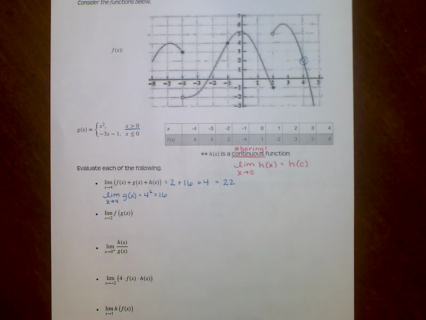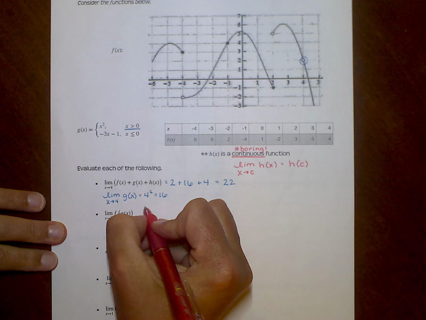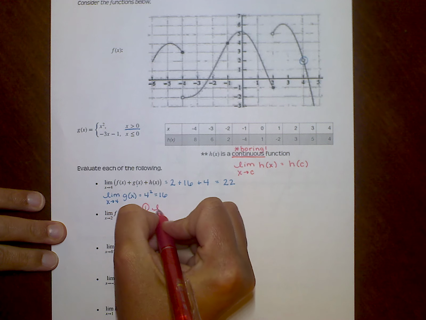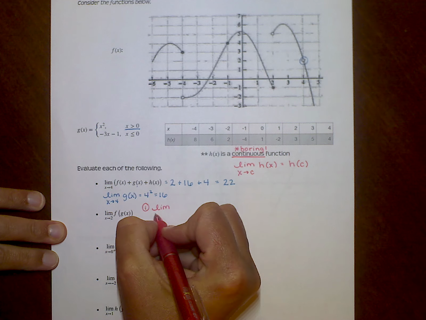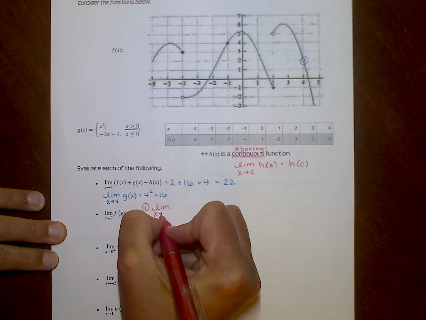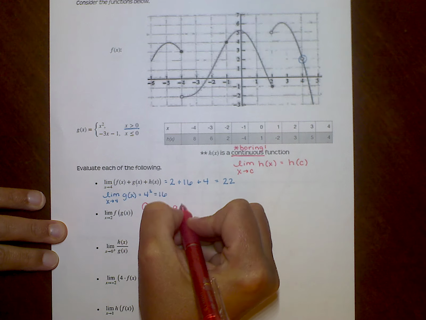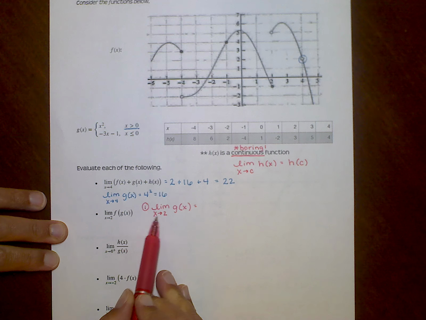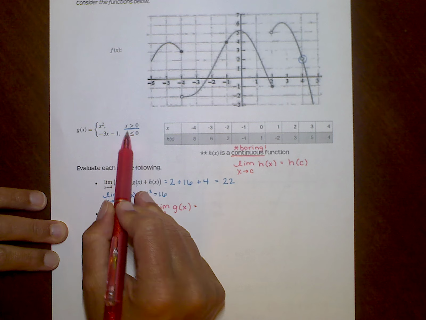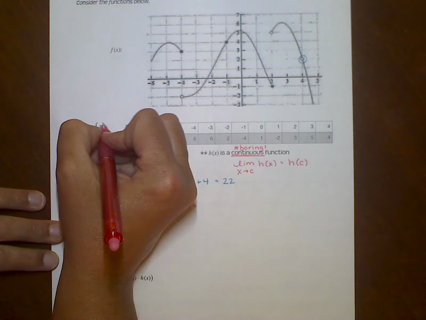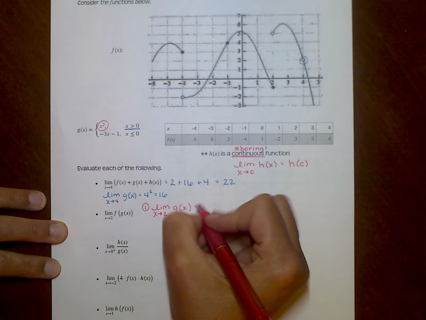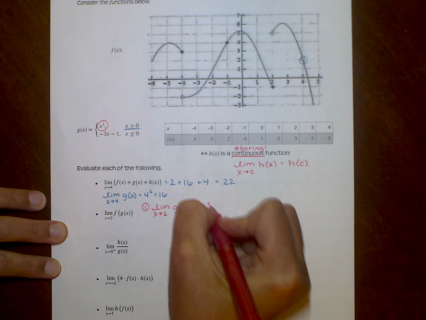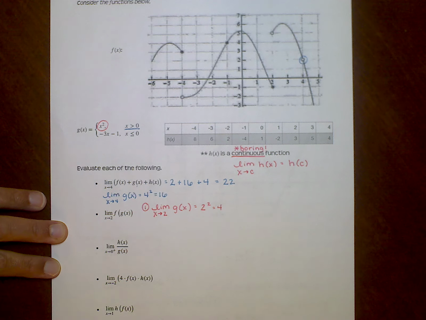Okay, f of g of x. So this is a composite one. This is one that we're going to do in 2 steps. First step, we're going to take the limit as x approaches 2 of g of x. G of x is that piecewise one, but again, x equals 2 lives on this half of the graph, so I'm using the x squared again. So that would just be 2 squared, which is 4.